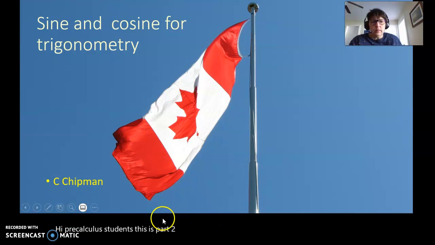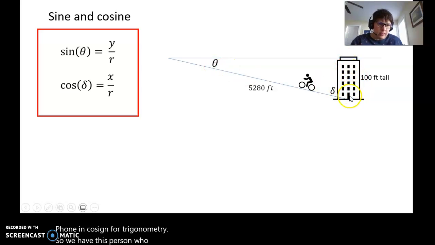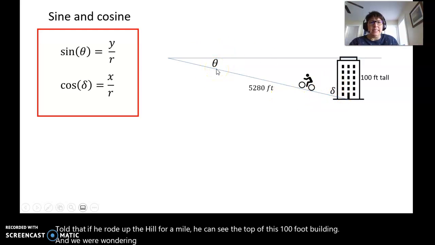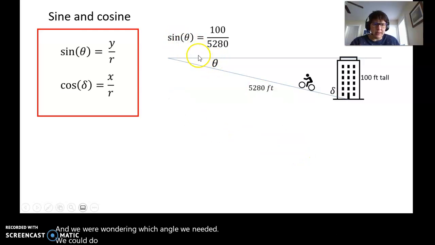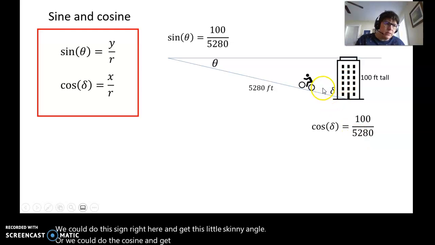Of sine and cosine for trigonometry. So we had this person who was told that if he rode up the hill for a mile, he could see the top of this 100-foot building. And we were wondering which angle we needed. We could do the sine right here and get this little skinny angle, or we could do the cosine and get this much wider angle.